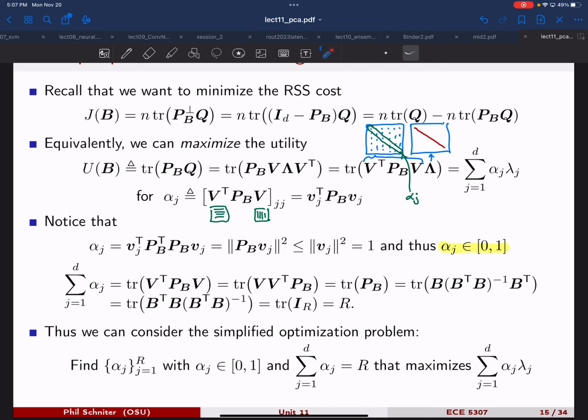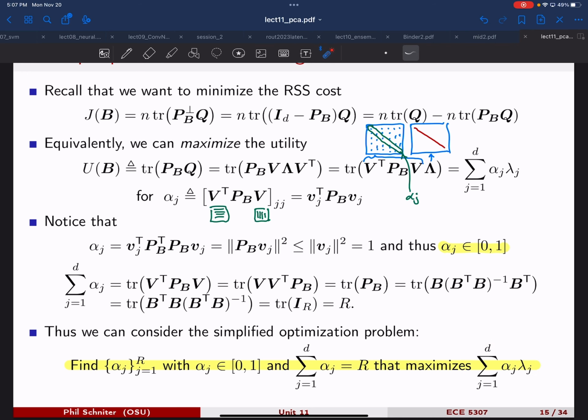Okay, so finally, at the end of the day, we can state our optimization problem like this. We want to find these alpha j's. We know that all the alpha j's are between 0 and 1. We know when we add them together, we get R. And what we want to do is choose them to maximize this.